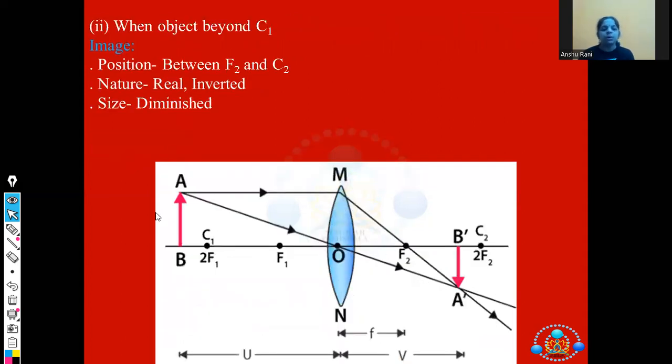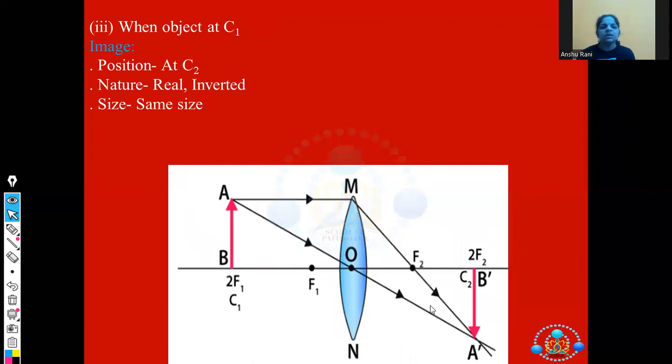When the object is beyond C, the first ray, which is coming from the head of this object, is coming parallel to the principal axis and it is passing through focus. The second ray, which is passing through optical center, will pass through it. As such, these two rays will combine at this point. The image is real and inverted, and its size is smaller than the size of the object.